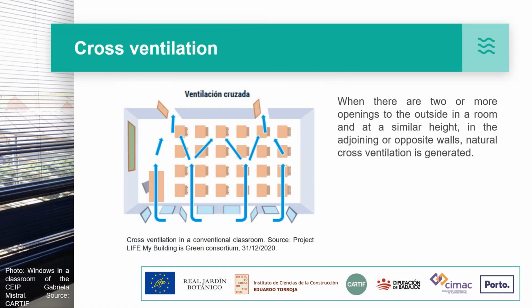Cross ventilation in a room is generated when there are two or more openings to the outside located at a similar height on the adjacent or opposite walls that make up said space. This type of natural ventilation has been shown to have benefits in terms of reducing pollutants and temperatures. Therefore, it has been considered an ideal strategy for the project, since it can refresh the environment and adapts to the traditional geometry of the classrooms.